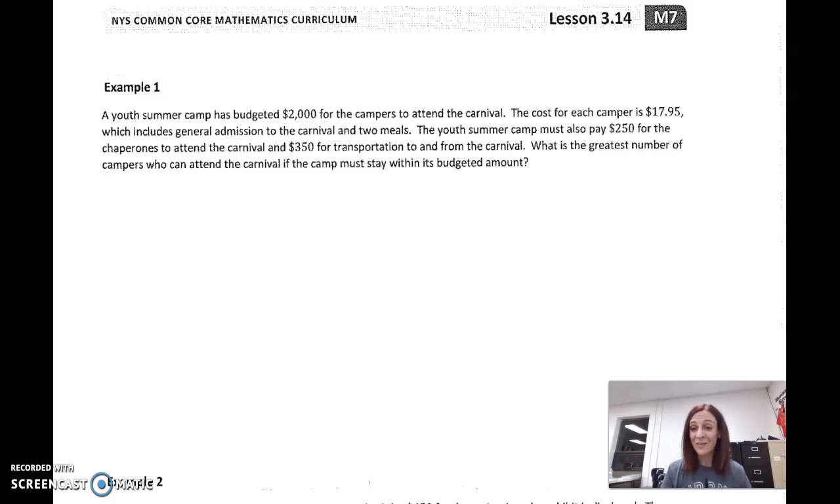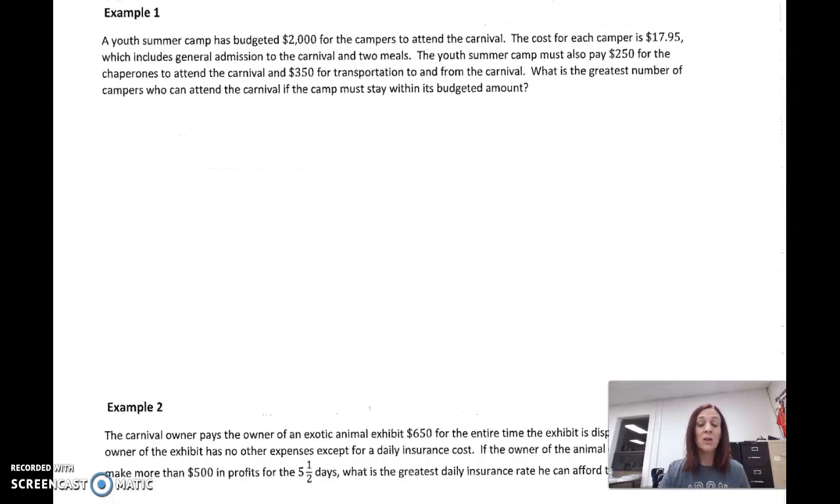All right, so again, lesson 14 in module 3 here is on solving inequalities, and that's what we want to focus on. So we're talking about this carnival. It says a youth summer camp has budgeted $2,000 for the campers to attend the carnival. Now, the cost for each camper is $17.95, and that includes general admission and 2 meals.